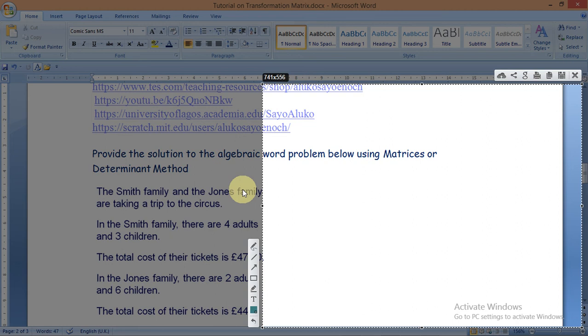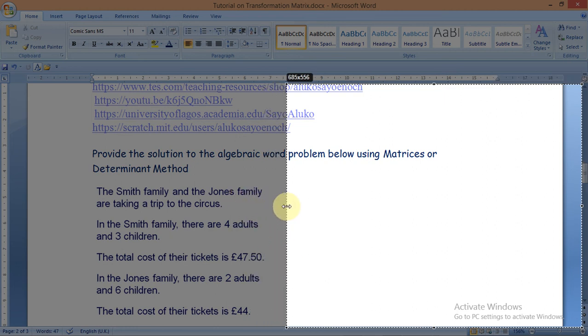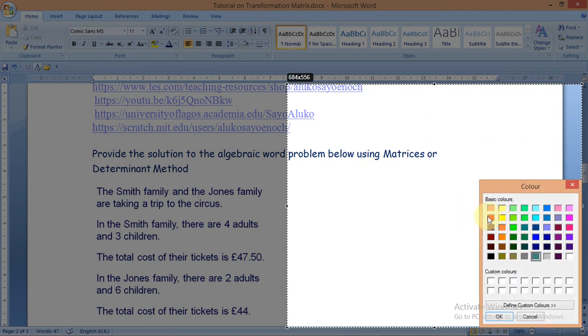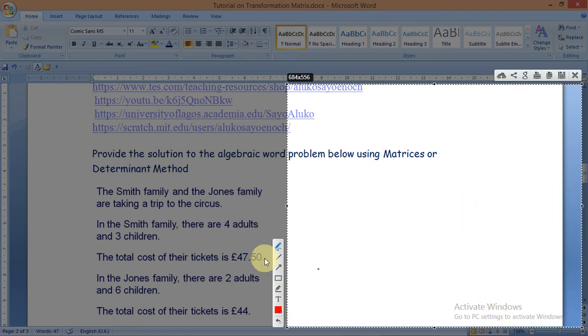Now this question here, because of our time, let me quickly read this. Smith family and John family are taking a trip to the circus. I need to quickly do this. Let me use red because it will be clearer. So what I'm going to do now is, in the Smith family there are 4 adults. The variable I'm going to use here will be A. Then for children I'm going to use C. So because of my time, A and C, guys, just read through the question and you understand what I'm doing.